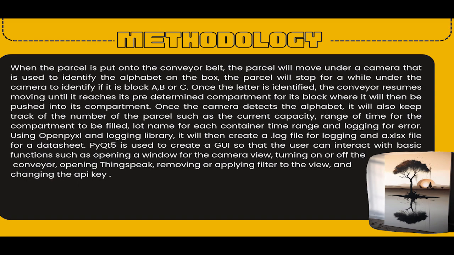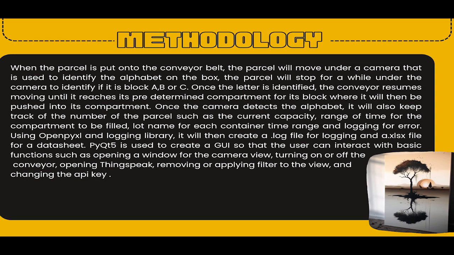When the parcel is put onto the conveyor belt, the parcel will move under a camera that is used to identify the alphabet on the box. The parcel will stop for a while under the camera to identify if it's block A, B, or C. Once the letter is identified, the conveyor resumes moving until it reaches its predetermined compartment for its block, where it will then be pushed into its compartment.